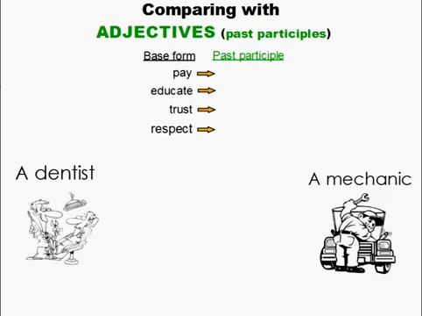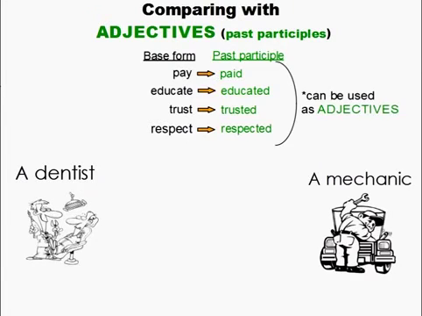Okay, so we're going to look at the last way that we compare using adjectives. Now, we're going to use a special type of adjective for this, and that's a past participle that we use like an adjective. Now, a past participle, if you remember, is a type of verb. It's the form of a verb. We have the base form of a verb, which is things like these. We have a simple past, right? And then we have another one called the past participle. So let's think. What's the past participle of pay? Well, that's paid. Educate, educated. Trust, trusted. Respect, respected. Now, I can use past participles just like adjectives, okay?